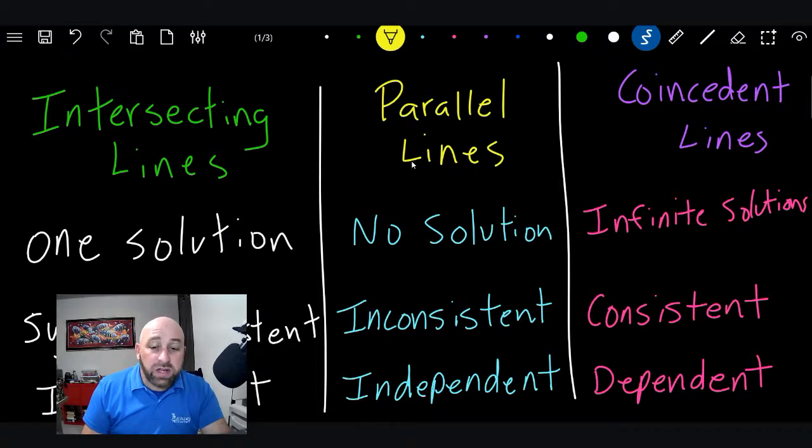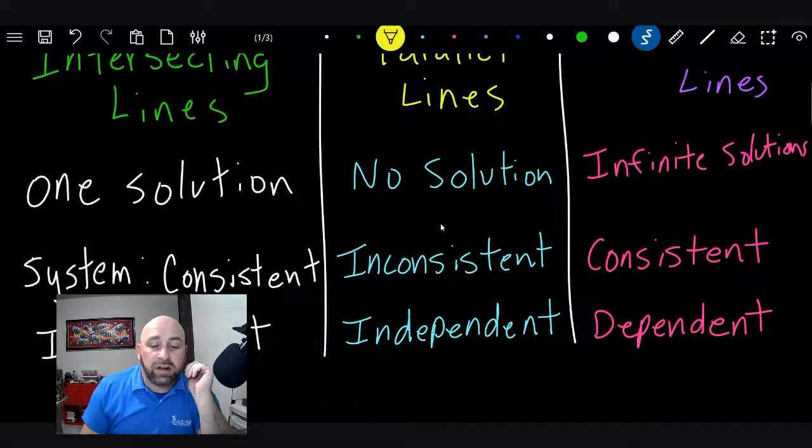Coincident lines. This one happens sometimes. What happens with coincident lines is they're right on top of each other. Every point is on top of every point. So they cross each other infinitely. They have an infinite number of solutions. Basically, every point on the line is a solution because it touches the other line, because the other line is right on top of the original line. These are consistent, in other words, they have solutions. And then they're called dependent because they depend on each other, or they are the exact same line.